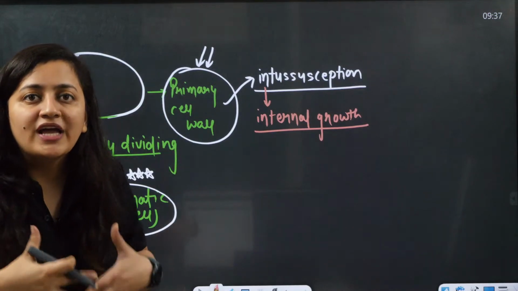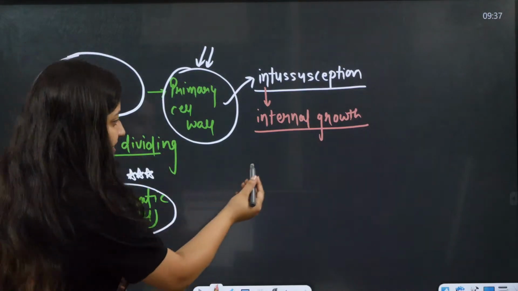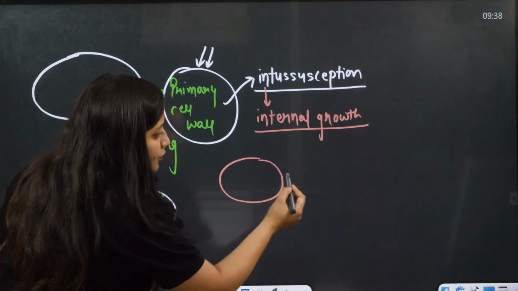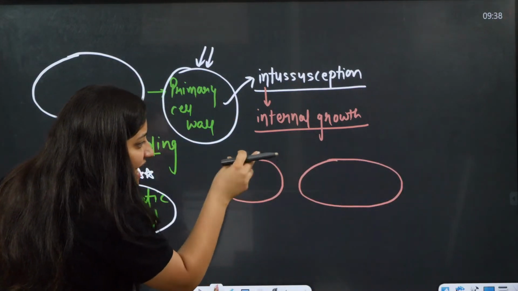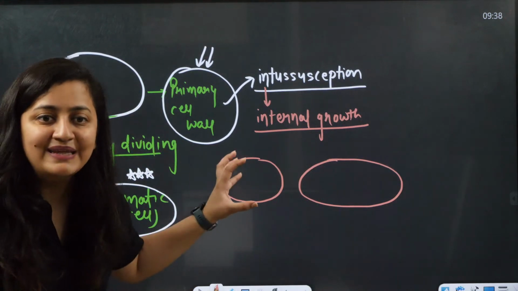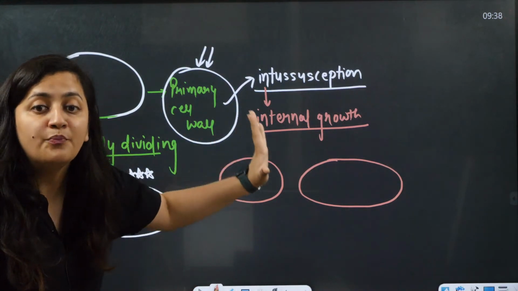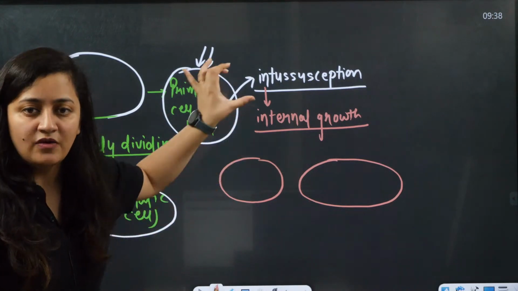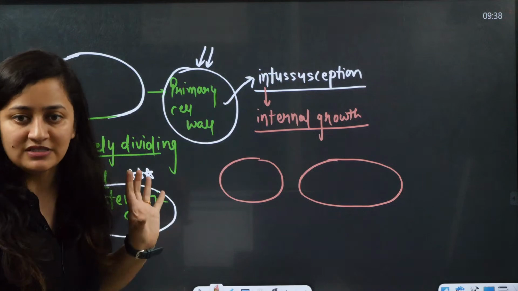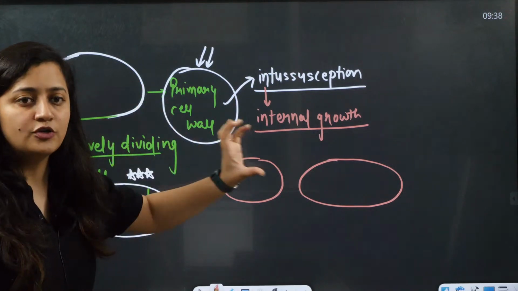We are living organisms, internally we are growing. Like let's say there is a layer, so when it grows, internally the material will be added to this layer. So this is about the primary cell wall. Internal growth, intussusception is the word here. It will help the cell to grow.